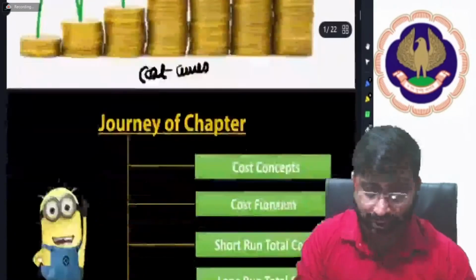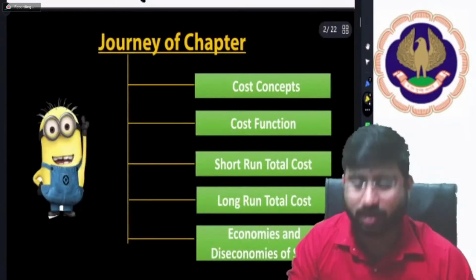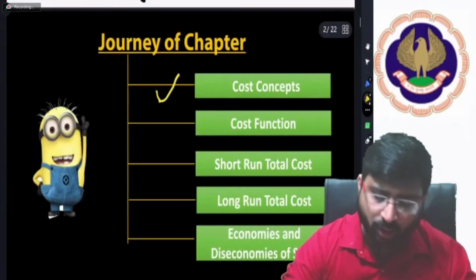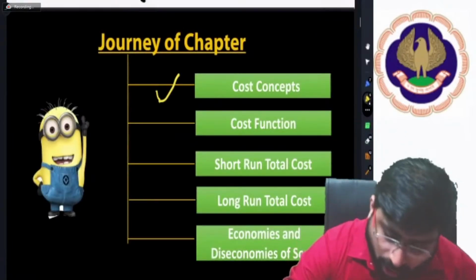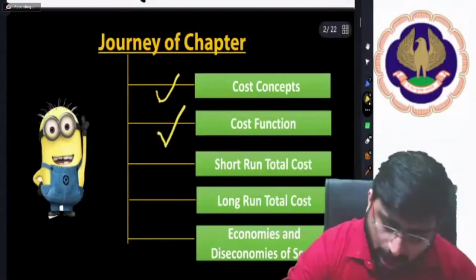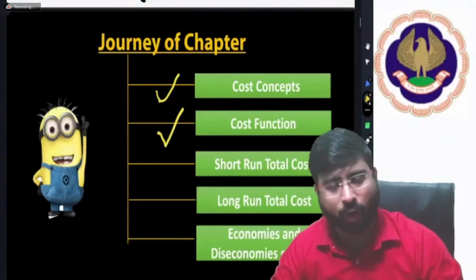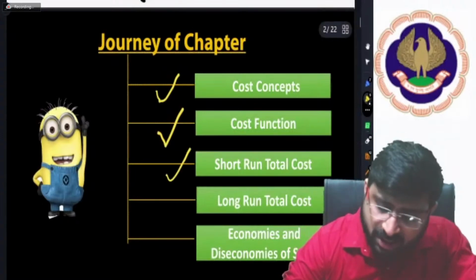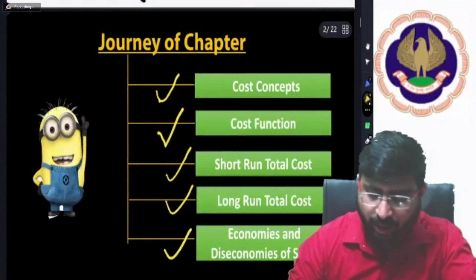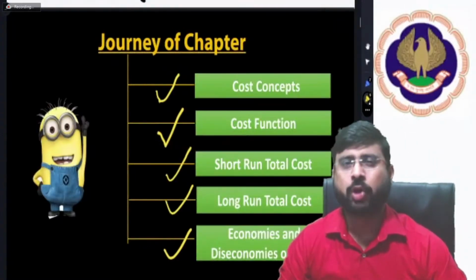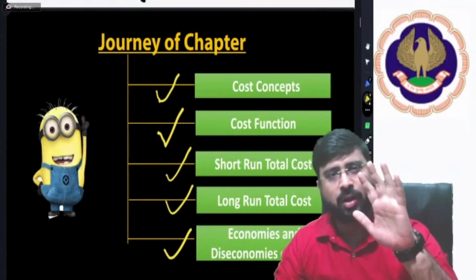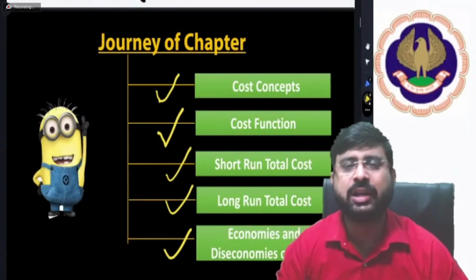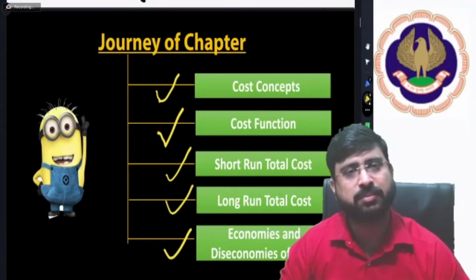Let's go. So what is covered in this chapter? Number one, we will study different cost concepts. We will study what are cost functions. Our primary discussion will be on different types of cost. Then we will study short run cost, long run cost, and finally economies and diseconomies of scale. So broadly speaking, this topic contains only 5 topics which I have mentioned right now.